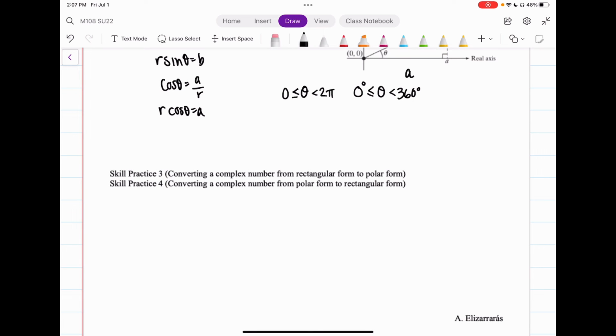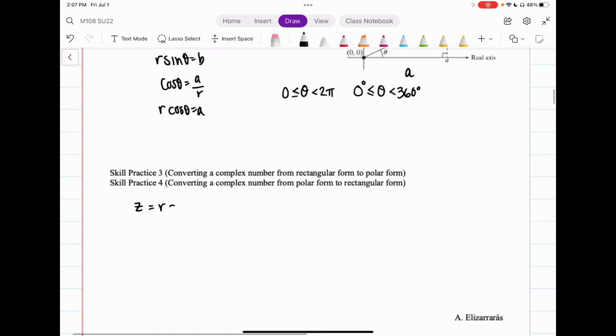A few things to note. You might see z equal to r cis theta, where cis stands for cosine i sine. I will not use that notation, but I just want you to know it. If you're Googling or trying to see something on YouTube that's different, it's representing cosine i sine.